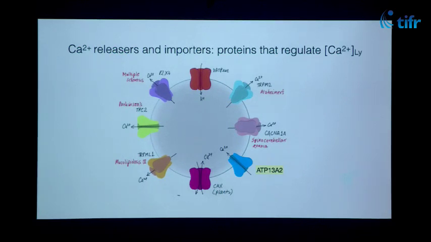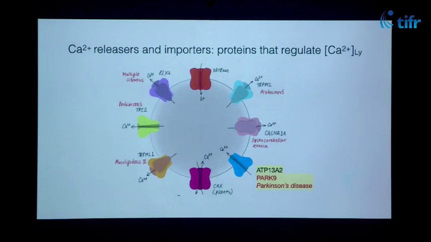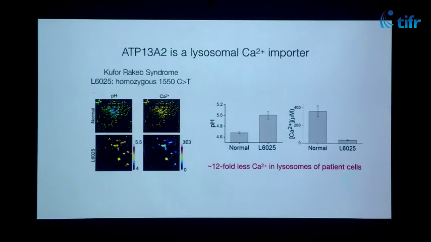It's also called PARK9, and it happens to be one of the major risk genes for Parkinson's disease. And so what we did was to ask, does it actually do this job in humans? And so we took normal humans' lysosomes and measured calcium. We got a certain value, 300 or 400 micromolar. And then we took skin biopsies from Kufor-Rakeb syndrome patients.